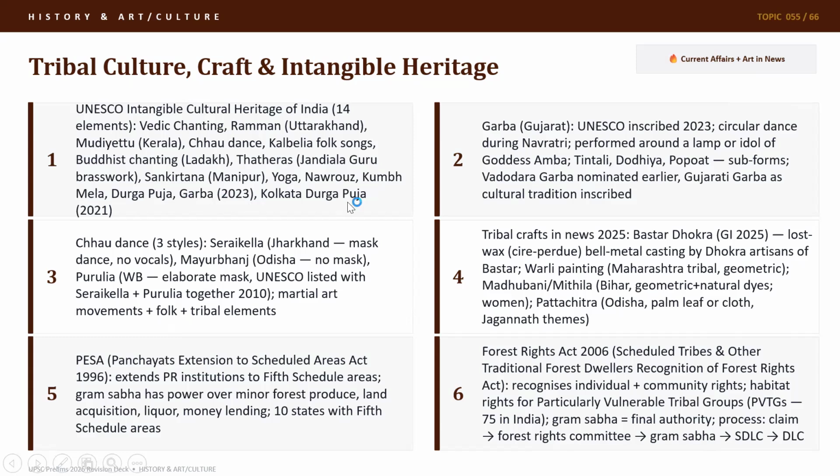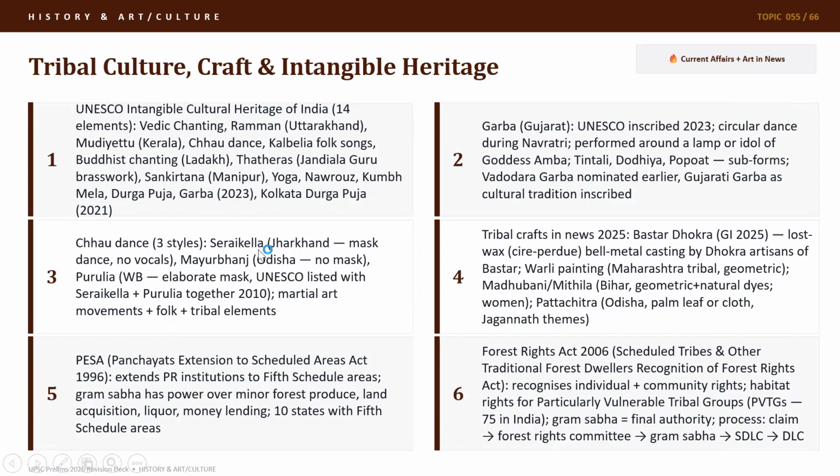So Kolkata Durga Puja and Garba were recently introduced in 2021 and 2023. Garba in Gujarat was UNESCO inscribed in 2023, a circular dance form during Navratri. We all know that, Goddess Amba. I think this has already been asked, so not very important.